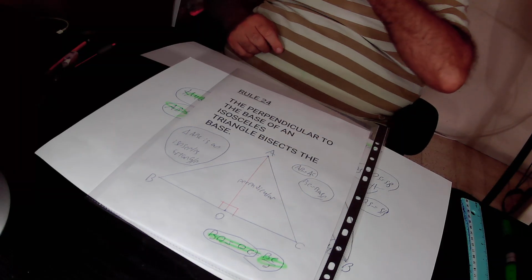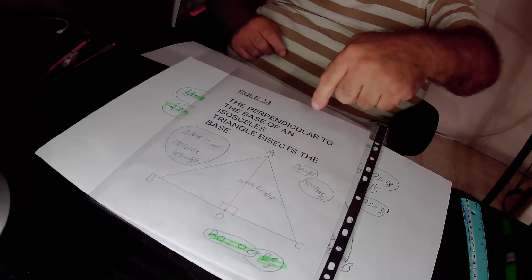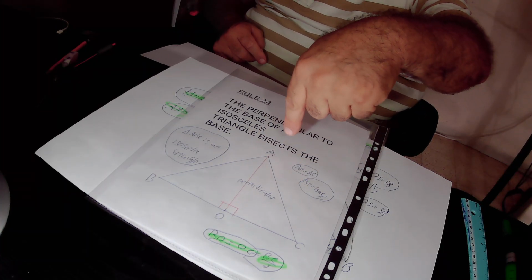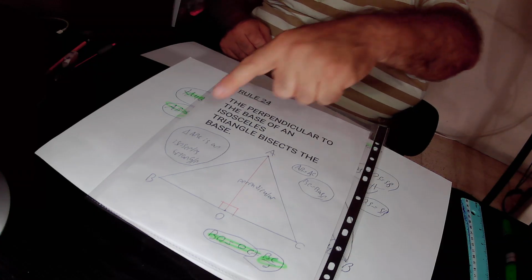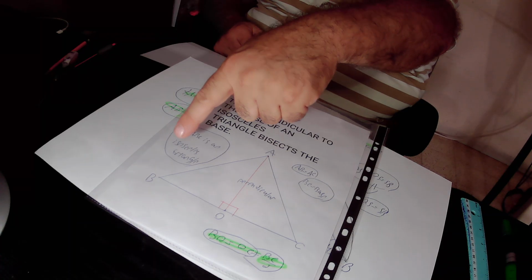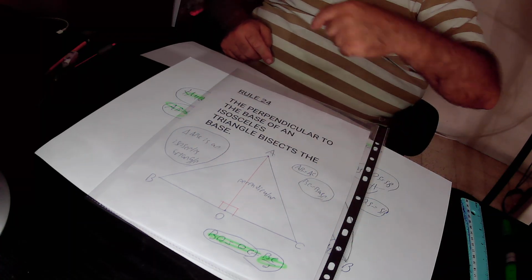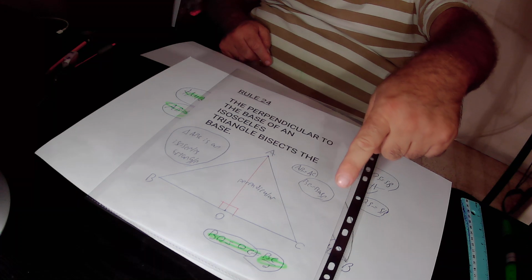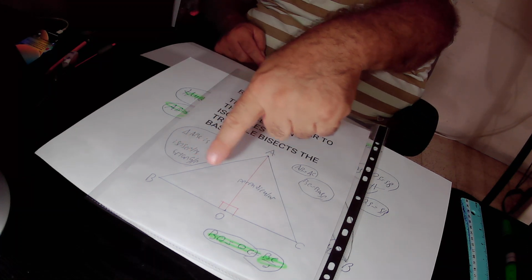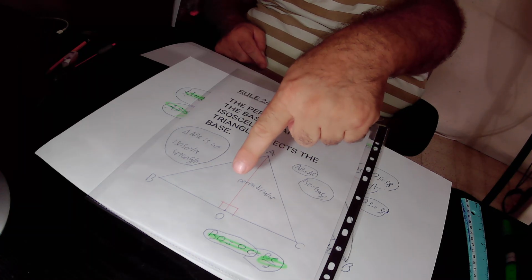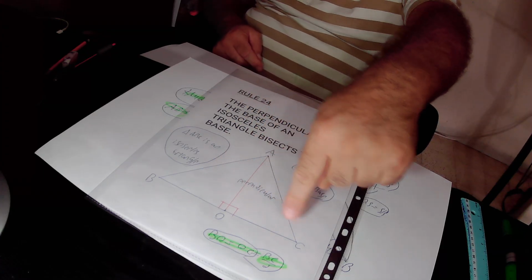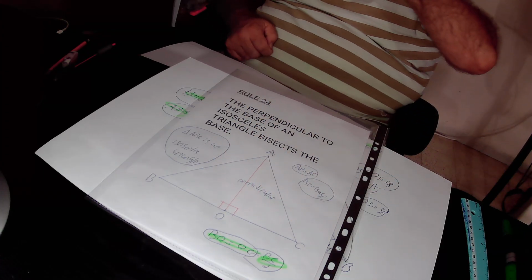And according to this rule 24, the perpendicular AO bisects the base BC. Again, the perpendicular AO bisects the base BC. This is to say, it divides the base BC into two halves. Each half equals BC over 2. So the first half BO is BC over 2, and the second half OC is also BC over 2. So BO equals OC equals BC over 2.